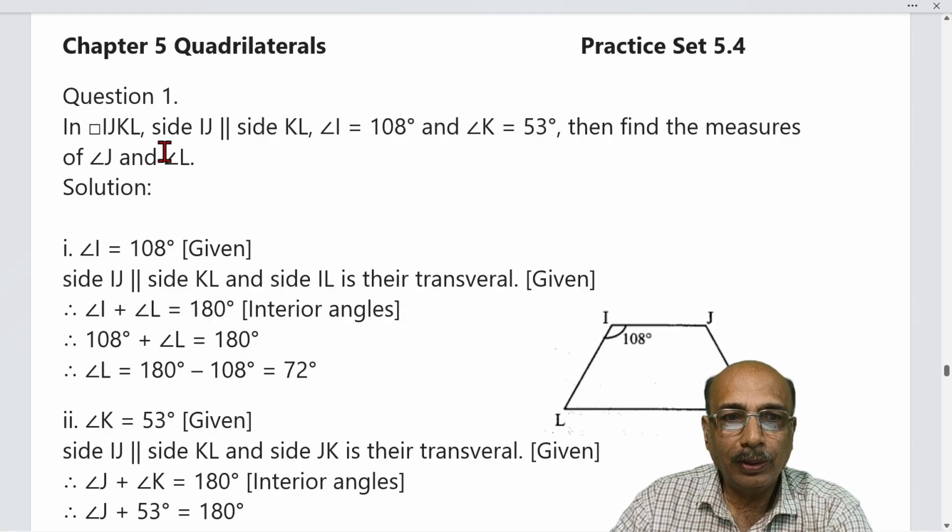Question 1. In quadrilateral IJKL, side IJ is parallel to side KL, angle I equals 108 degrees, angle K equals 53 degrees. Then find the measures of angle J and angle L.